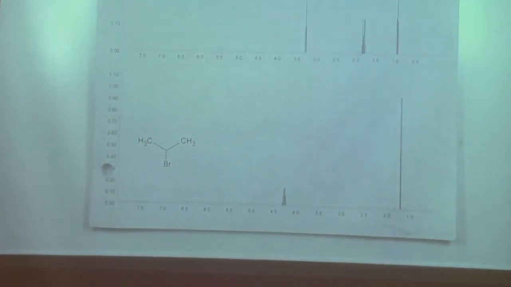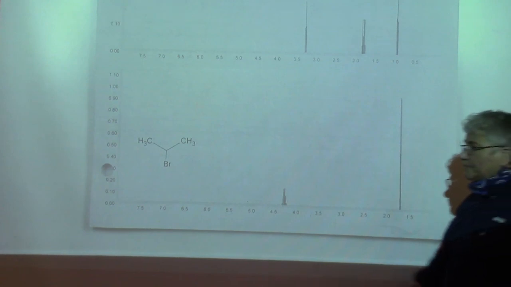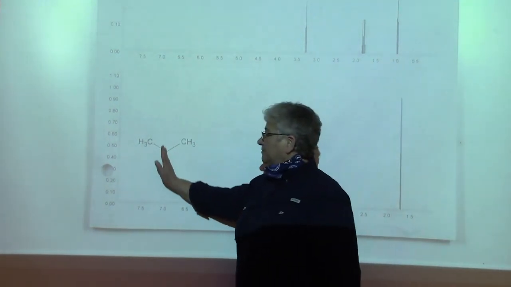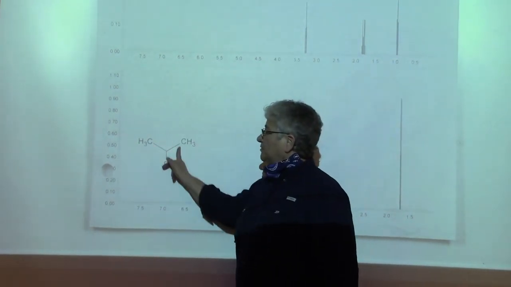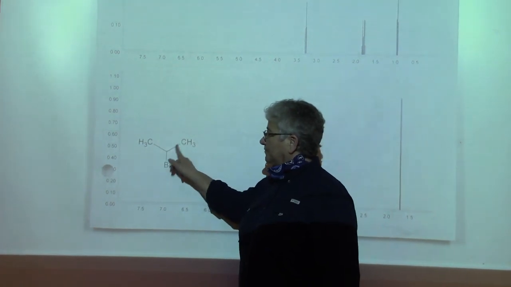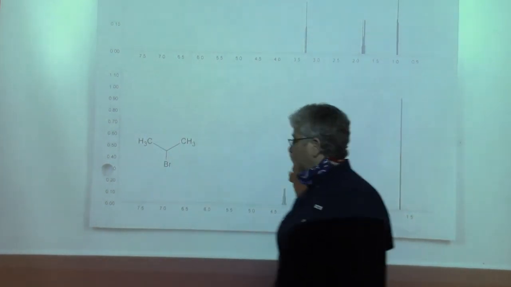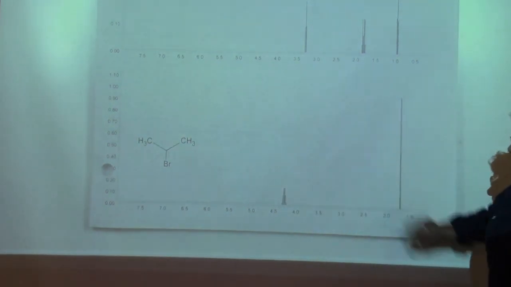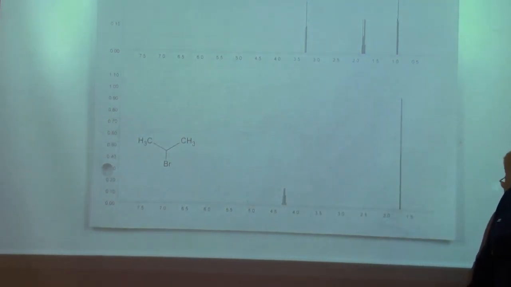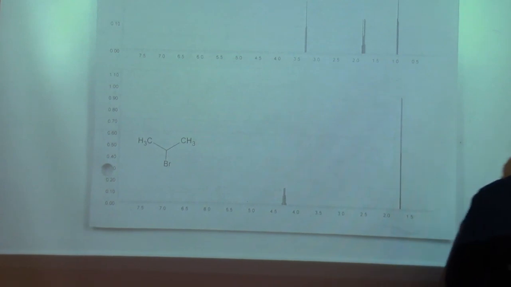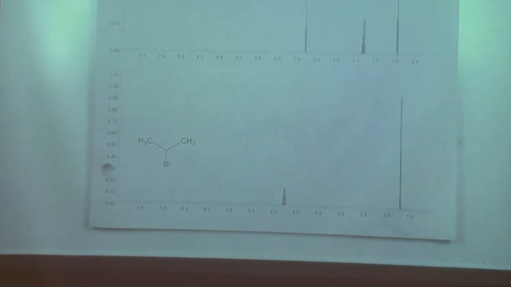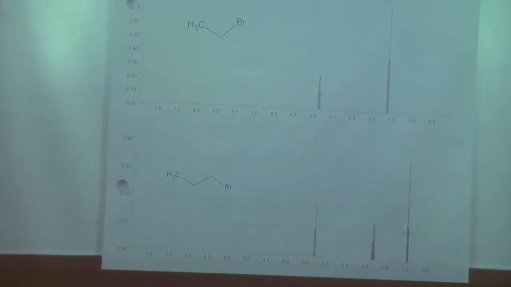Then isopropyl bromide, because of the symmetry, these two are the same, different from the hydrogen here. So two types of hydrogen, one here, one here. All right, so that is just looking at the hydrogens and how many you expect to see.